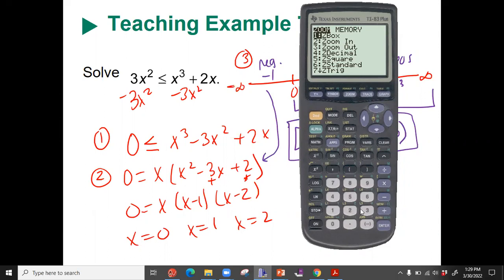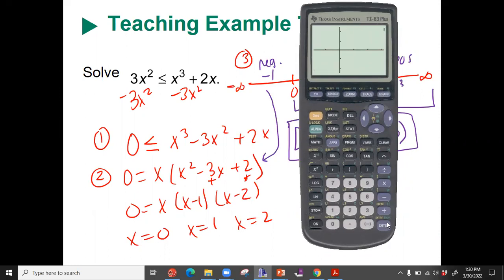So when we graph, I can't see, so I'm going to zoom in just to get a little better look. I think I pressed zoom out, didn't I? Let me fix that. And I need to zoom in.